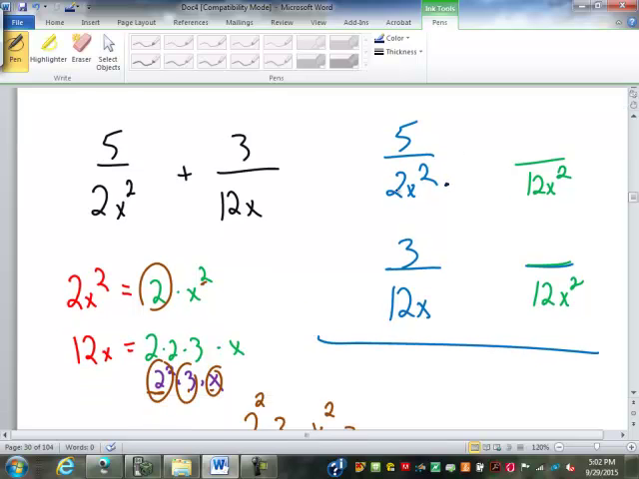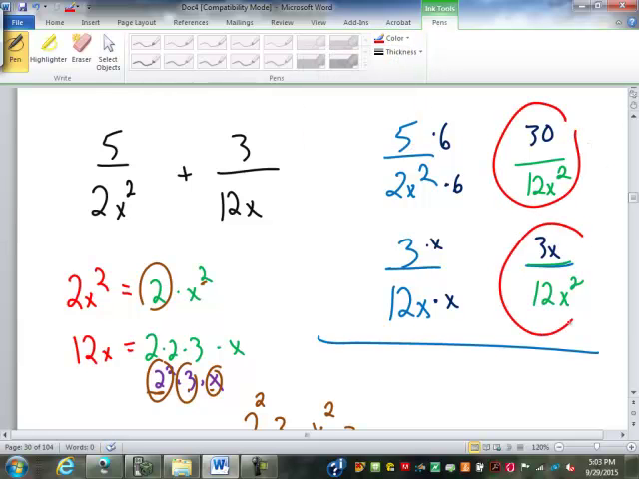So what do we multiply a 2x squared by to get 12x squared? Well, just 6. So 5 times 6 is 30. What do we multiply 12x by to get 12x squared? X. So 3 times x is just 3x. And now we add: 30 over 12x squared plus 3x over 12x squared is 30 plus 3x, or 3x plus 30, either one, over 12x squared. Some of you that have had more algebra might realize that can be reduced by dividing everything by 3, but I'm not going to worry about that right now.